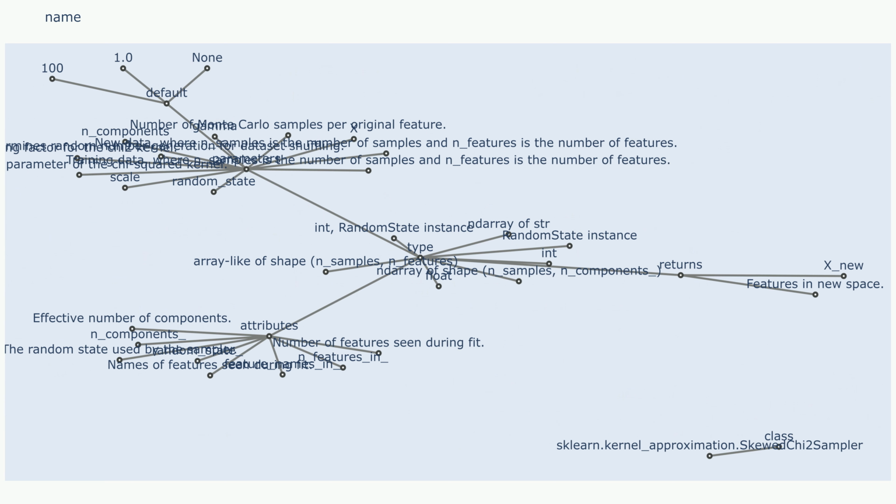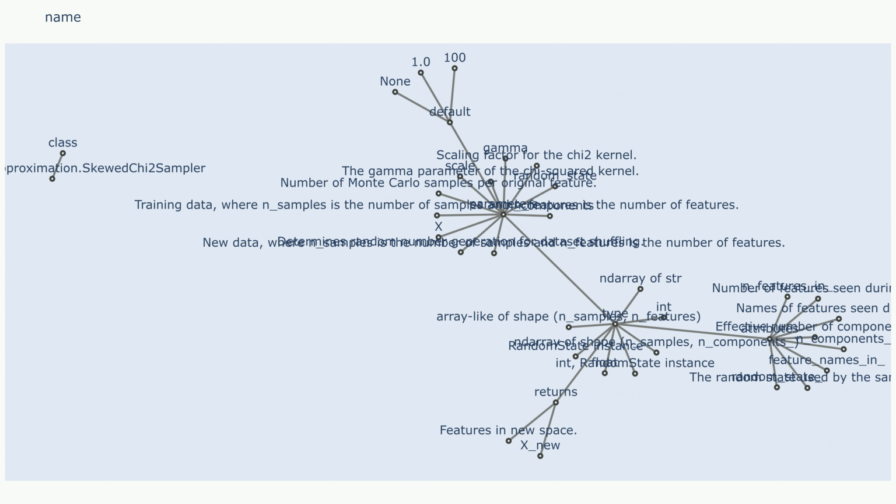Conclusion. The SkewedChi2Sampler class provides an effective way to approximate the chi-squared kernel using random Fourier features. By understanding its implementation and key parameters, you can use this tool to enhance the scalability and performance of your machine learning models, especially when working with data represented as histograms or frequency distributions.